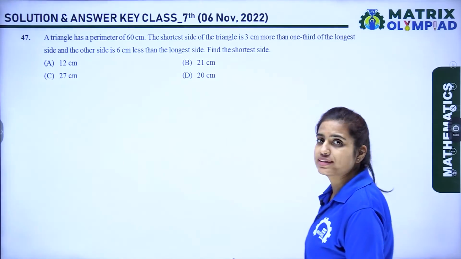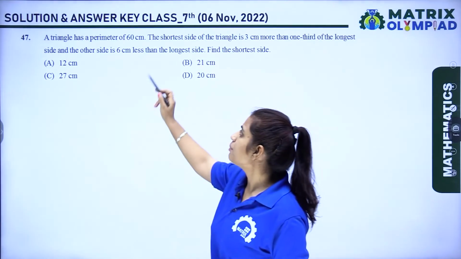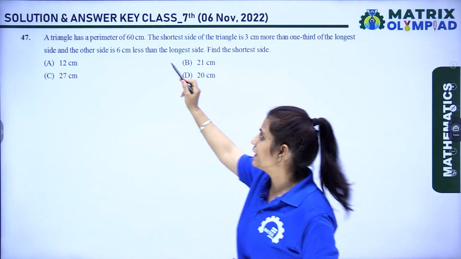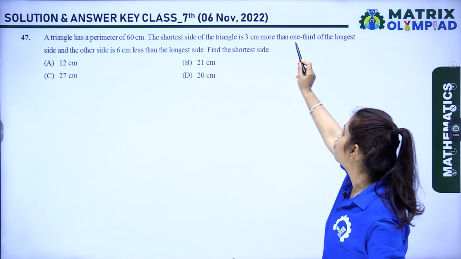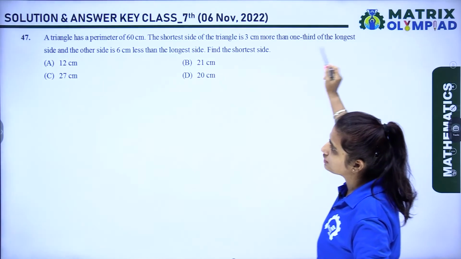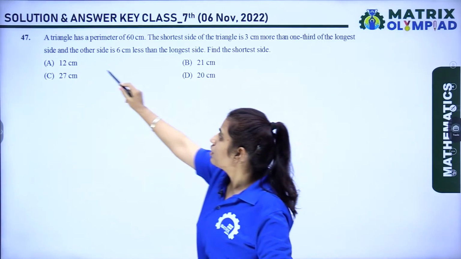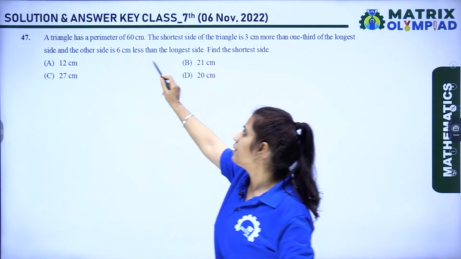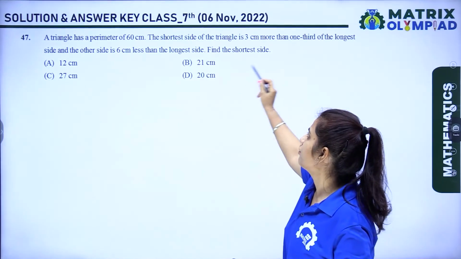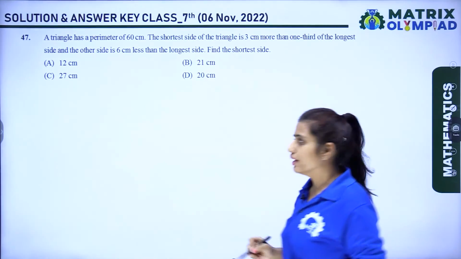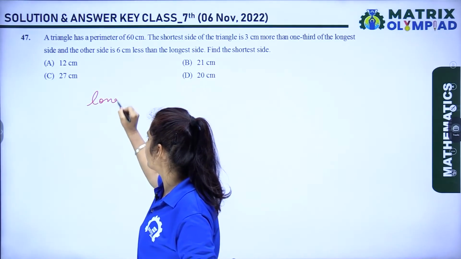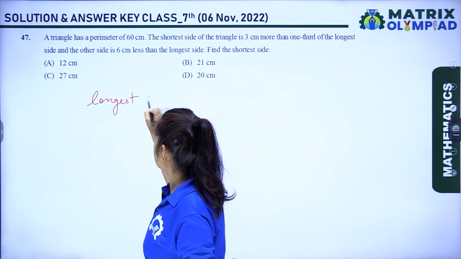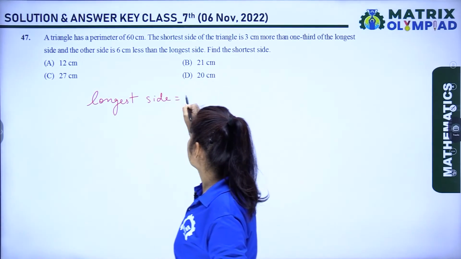Next is 47th question. A triangle has a perimeter of 60 centimeter. The shortest side of a triangle is 3 centimeter more than 1/3 of the longest side, and the other side is 6 centimeter less than the longest side. Find the shortest side. So let the longest side be x.